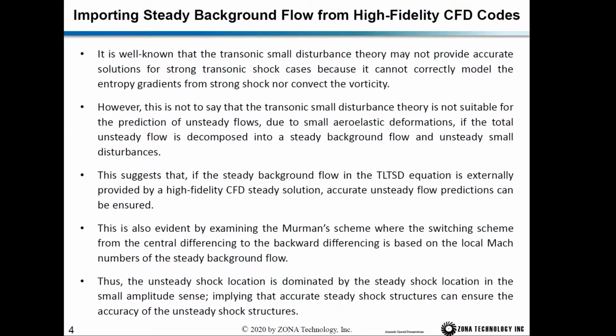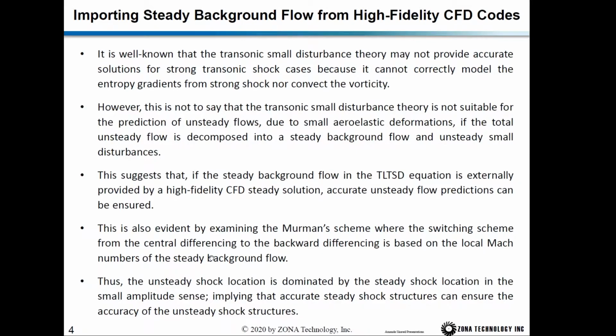It imports the high fidelity CFD solution as the steady background flow and solves for the small disturbance solution of the unsteady velocity. Because the steady background flow in the time linearized TSD equation is externally provided by a high fidelity CFD steady flow solution, accurate unsteady flow prediction can be ensured. This is also evident by examining the Murman scheme, where the switching from central differencing to backward differencing is based on the local Mach number of the steady background flow.